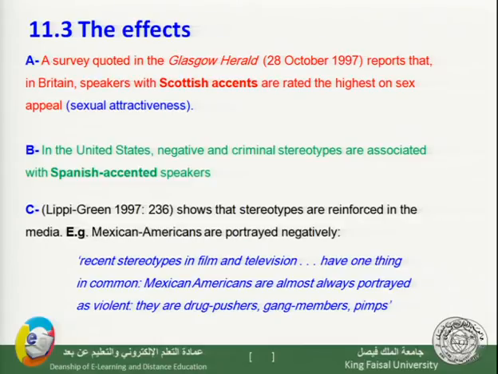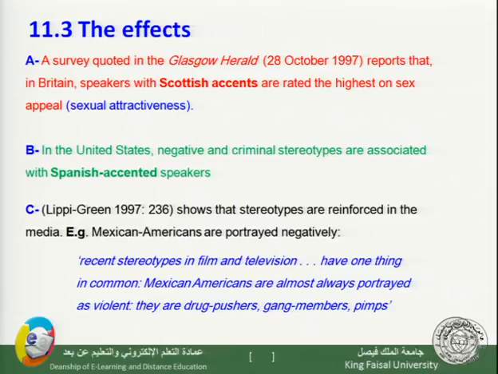In the second example, in the United States, negative and criminal stereotypes are associated with Spanish accent speakers. Again, if you are in the United States and you come across a group of individuals who speak English with a Spanish accent, or who basically speak Spanish and are living in the United States, there is a stereotypical understanding or agreement that those people are negative and they tend to be criminals. Again, associating one accent or one type of language with criminality, with untrustworthiness, and with negative behavior in general.